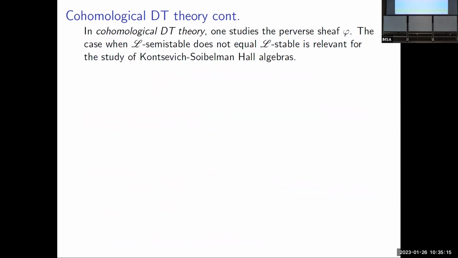Okay, so why do we do this? In cohomological DT theory, one studies this perverse sheaf phi. In DT theory, as I said, maybe the most relevant case is when L-semi-stable equals L-stable. However, the case when these two are different is also important, and it appears in the study of quasi-BPS categories and Hall algebras.